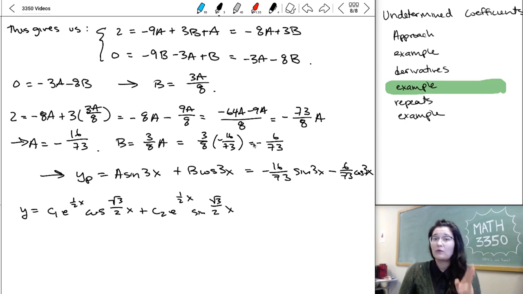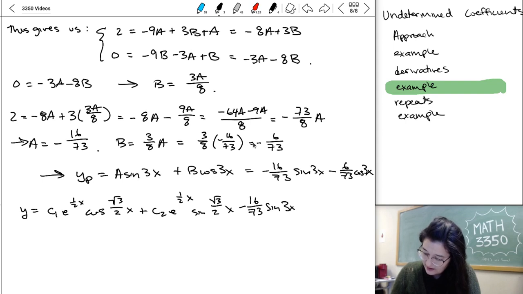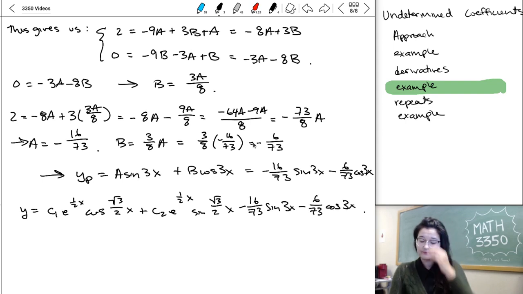We just do c1 y1 plus c2 y2 plus y sub p, and that's where we just add the thing we found. So it's minus 16 over 73 sine 3x minus 6 over 73 cosine 3x. And at this point, we've found the solution.